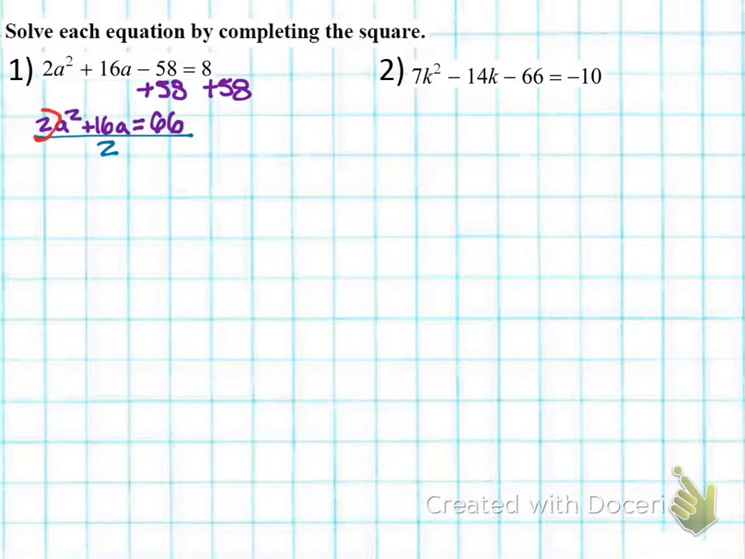Because this number in front of my a squared isn't 1. And in order to complete the square, it needs to be 1. So I need to get rid of it by dividing everything by 2. Okay, when I do that, I get 2a squared divided by 2. That's just a squared. 16a divided by 2 is just 8a. And 66 divided by 2 is 33.